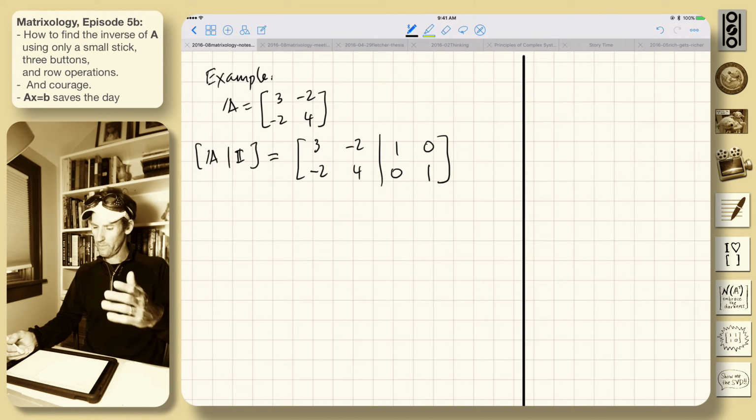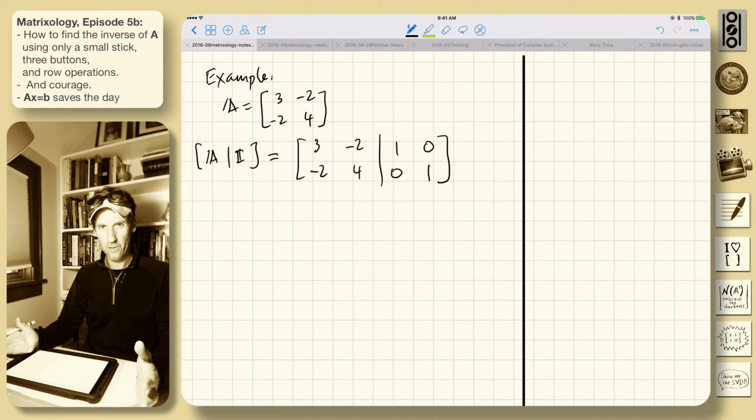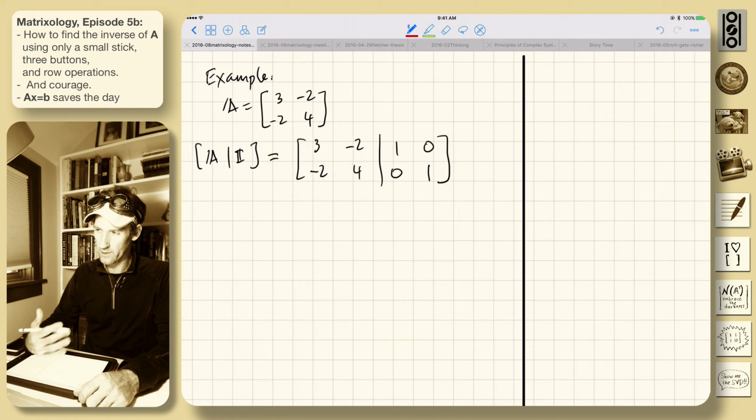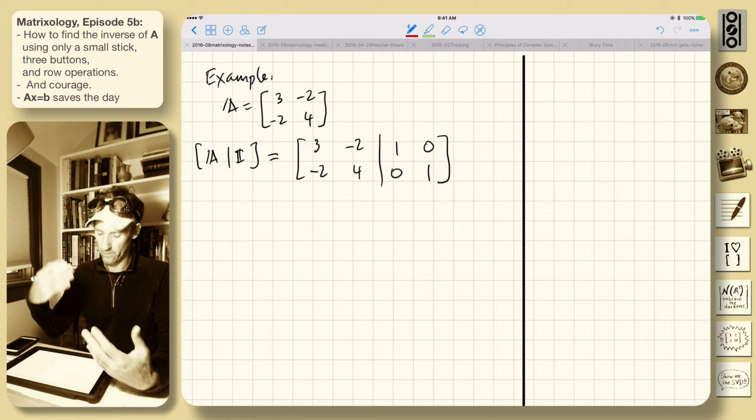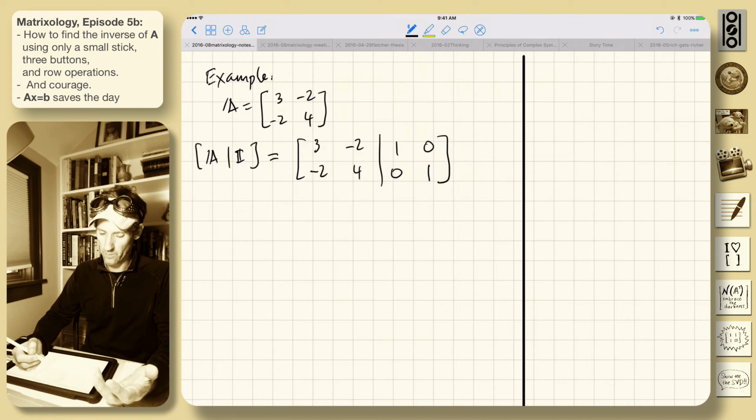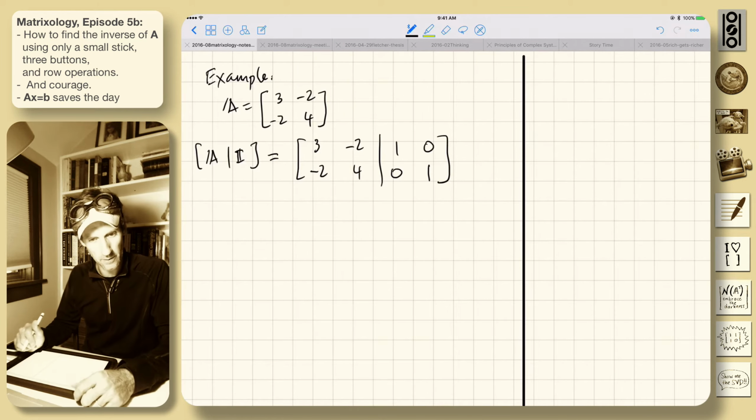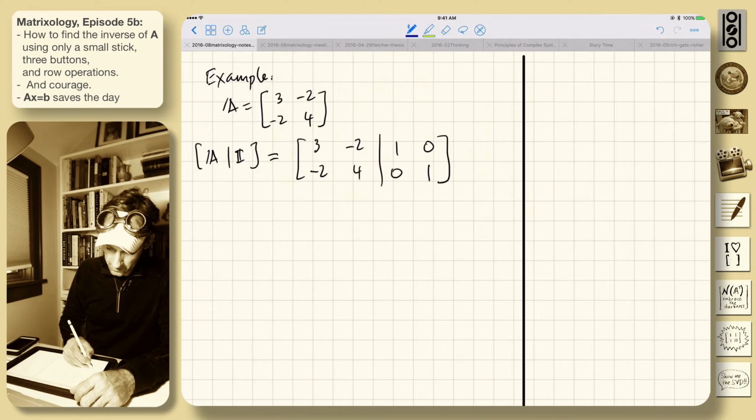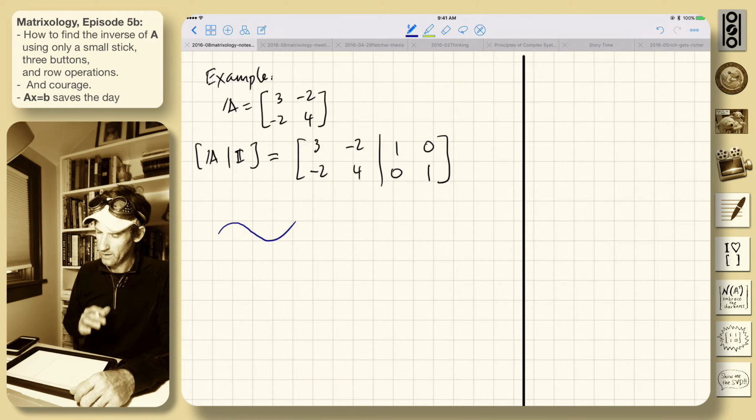I'll make another piece that just has a 3x3. Usually the 2x2s you've got to do, and then 3x3s are enough complication to see how it would work for larger and larger systems. Not always, but generally speaking. Row operations, we always do the same thing.